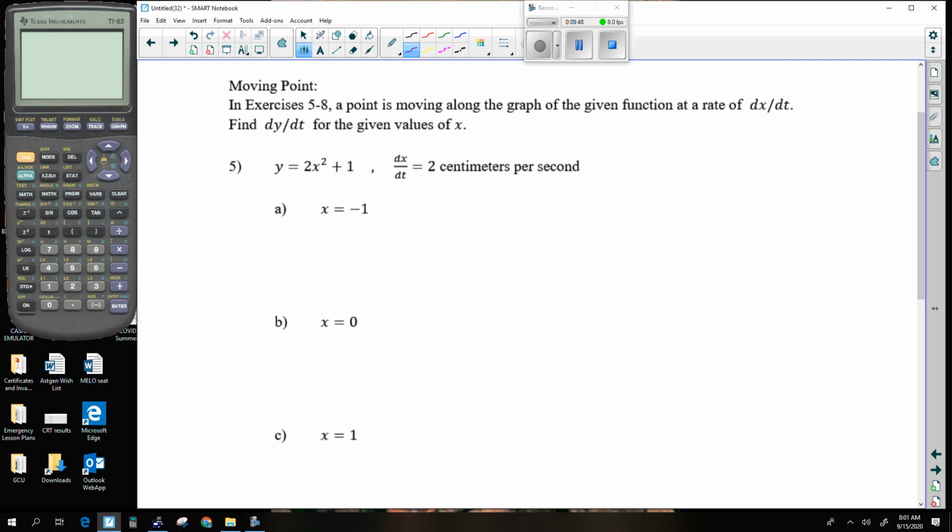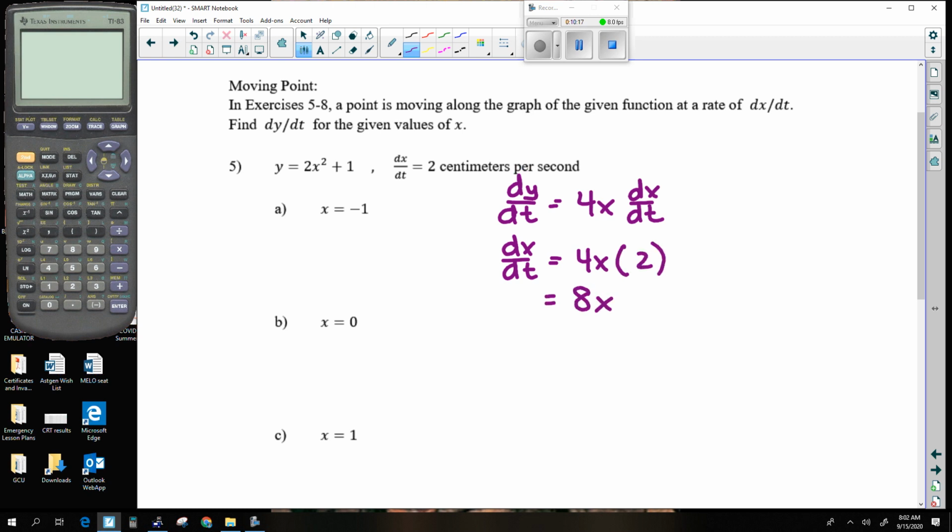Let's just take this derivative in general. So the derivative is dy/dt equals 4x dx/dt, and then the plus 1 goes to 0. So that's our derivative. And they give dx/dt as being 2 centimeters per second. Excuse me, this is dy/dt, not dx/dt, I'm sorry.